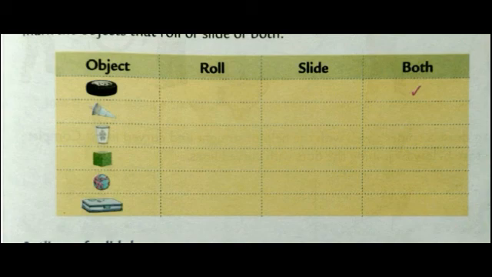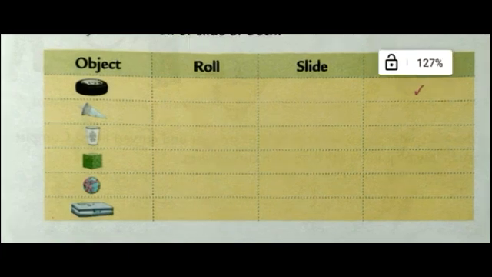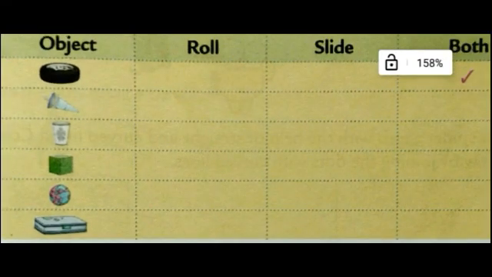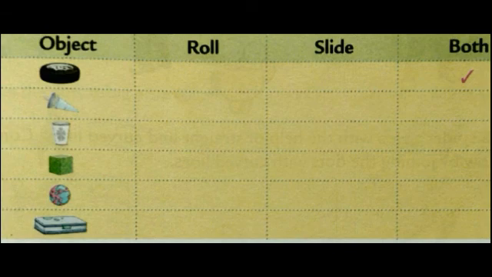Now see the next one. It's a picture of an ice cream cone. If you push it along the floor, what will happen? Will it roll or will it slide? It is a cone. I think it will roll on the floor. So we will put a tick on roll. When you push it along the floor, it will roll and go to the other place, right?